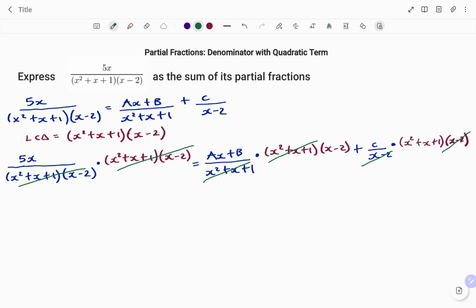So our next step is to write out what we have left on both sides. On the left hand side, we have 5x equals, on the right hand side, we have ax plus b multiplying, I'm going to put that in a bracket because that's an expression, x minus 2, plus we have c multiplying x squared plus x plus 1.